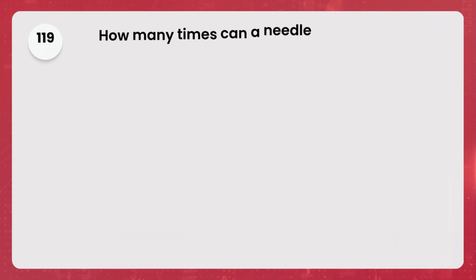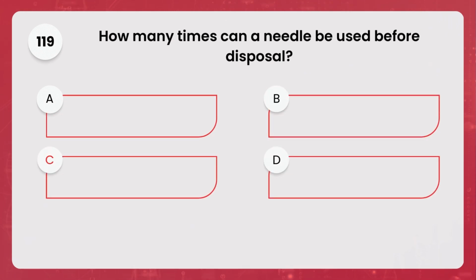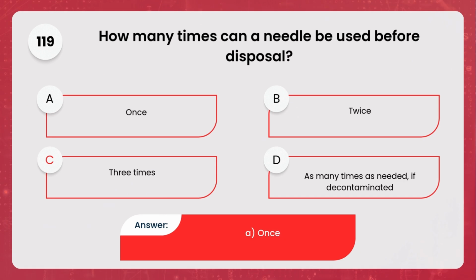Number 119. How many times can a needle be used before disposal? A. Once. B. Twice. C. 3 times. Or D. As many times as needed if decontaminated. The answer is A. Once.